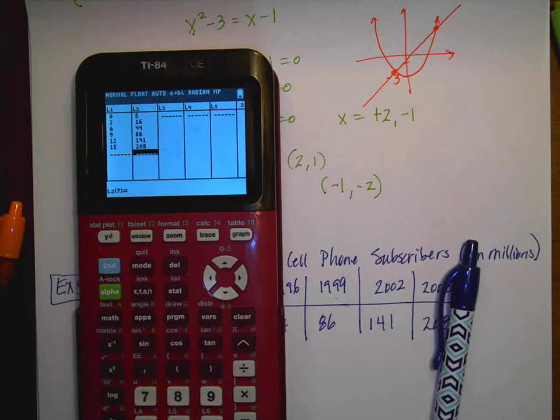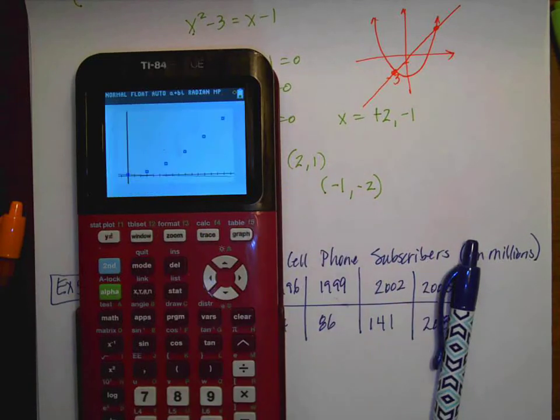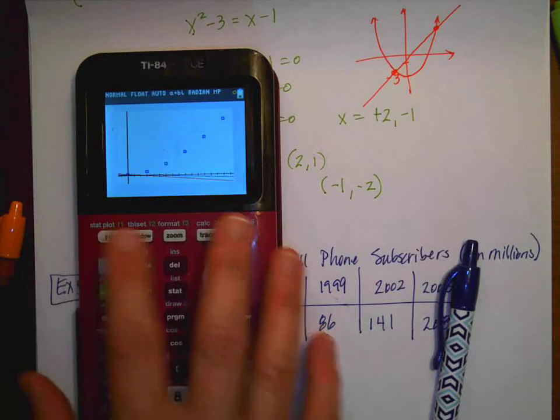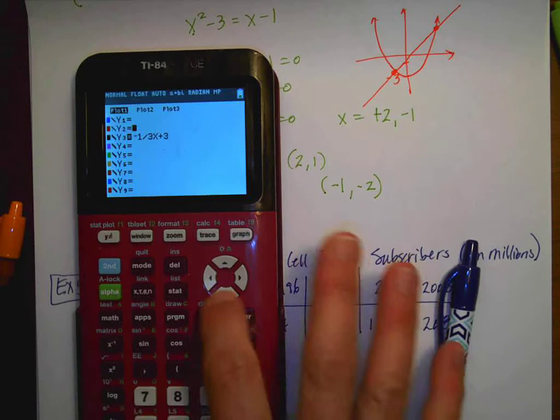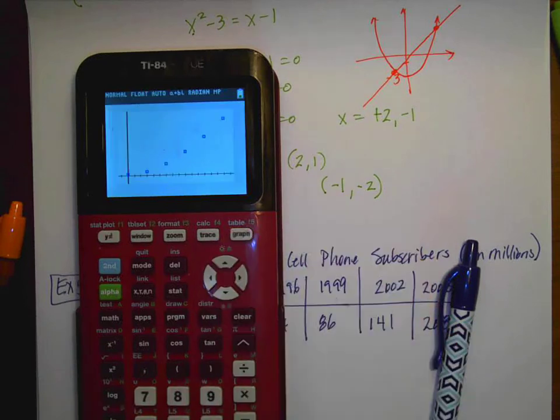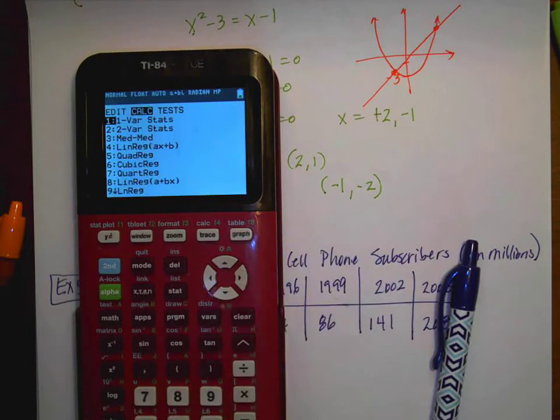If you need to, you can pause at any point or rewind to keep up with the steps. Remember that the next thing we do is look at our data, so I'm going to do a zoom 9. Oops, I still have an equation. I have a lot of equations. I'm going to go to my y equals and clear all that stuff, and go back to my graph. There it is. It would appear that my graph is quadratic. So now I'm going to find that quadratic model.